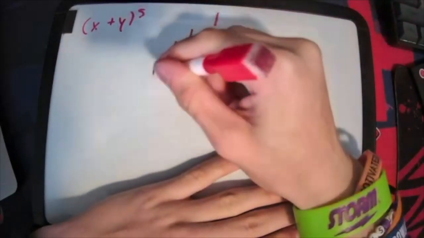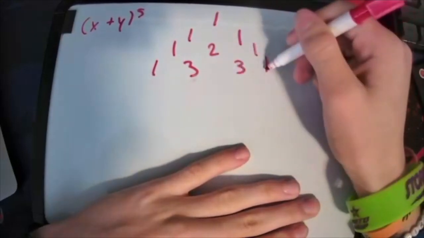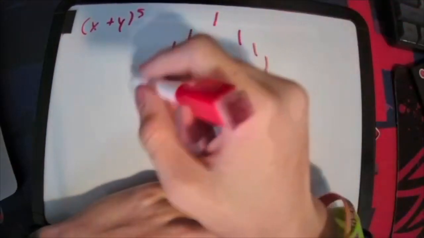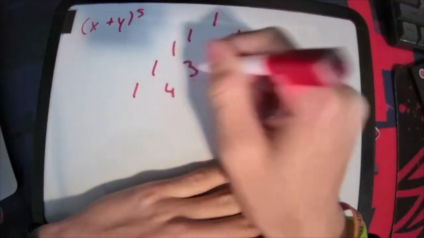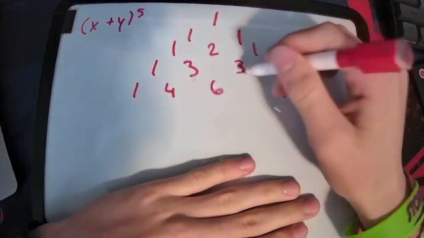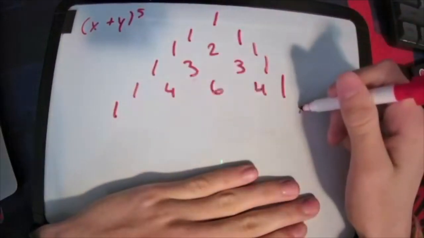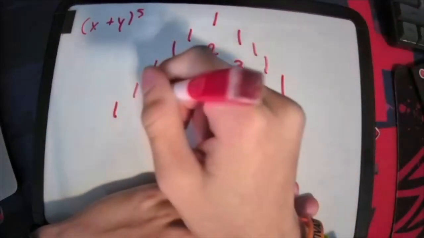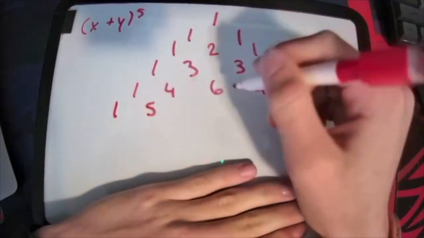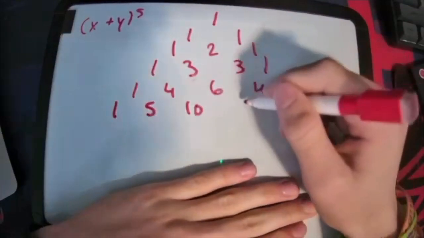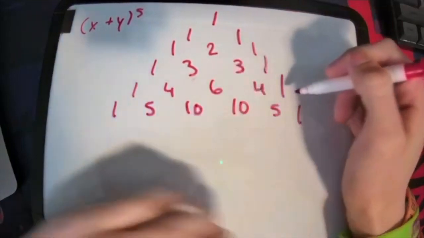Next, we have the third row, which are 1's on the outside, 1 plus 2, which is 3, 2 plus 1, which is also 3. So now we need to find the fourth row, which is 1's on the outside, 1 plus 3, which is 4, 3 plus 3, which is 6, 3 plus 1, which is 4. Finally, we have the fifth row, which once again we write 1's on the outside and find the sum of the numbers on top. So we have 1 plus 4, which is 5, 4 plus 6, which is 10, 6 plus 4, which is also 10, and 4 plus 1, which is 5.